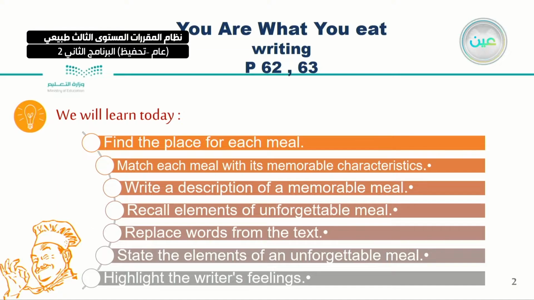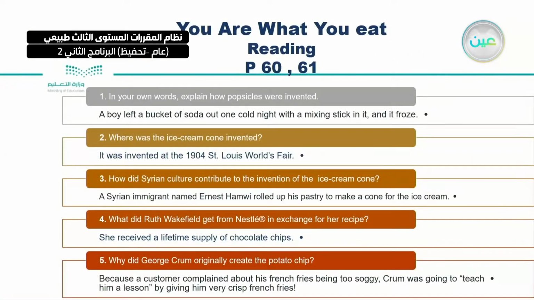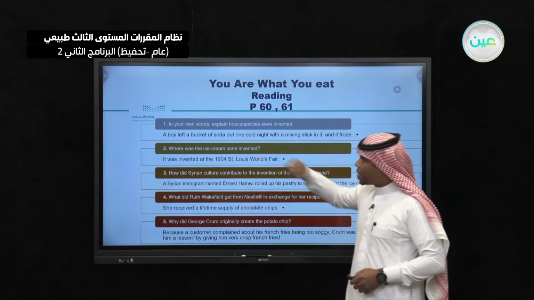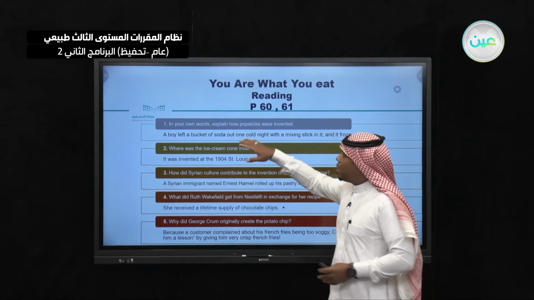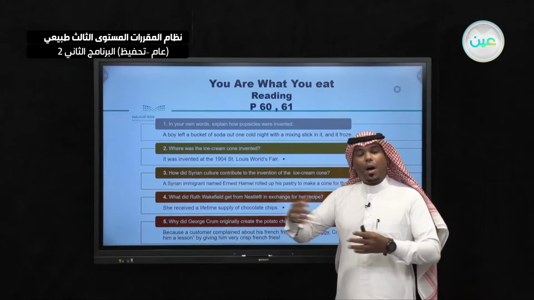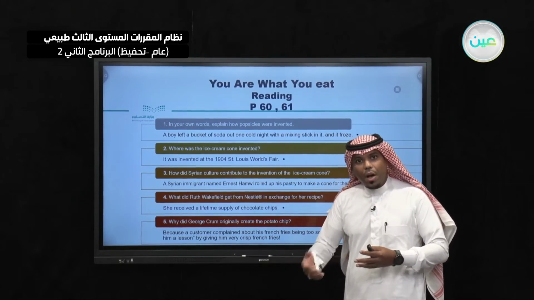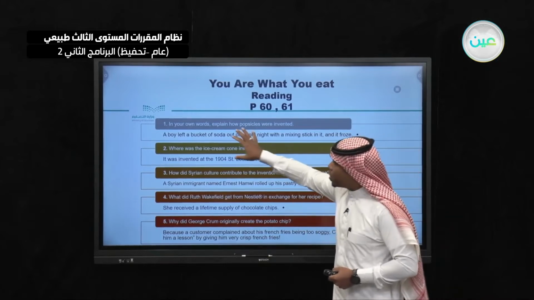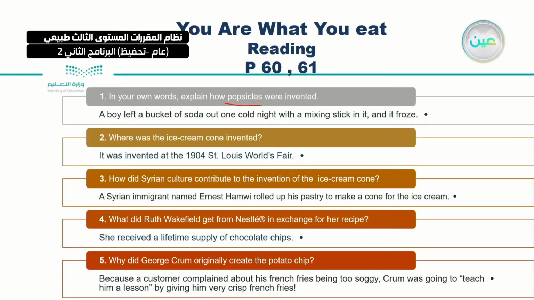Of course, as usual, we will start by revising the previous lesson from the reading. Here, as you can see, we have 5 questions and the answers. In your own words, explain how popsicles were invented. We talked about how some foods were invented: the popsicles, the ice cream cone, the chocolate chip cookies, and finally the potato chips.